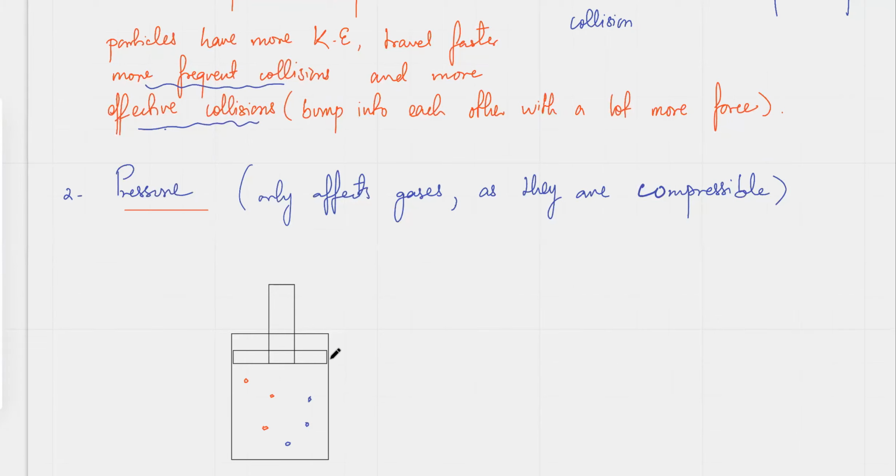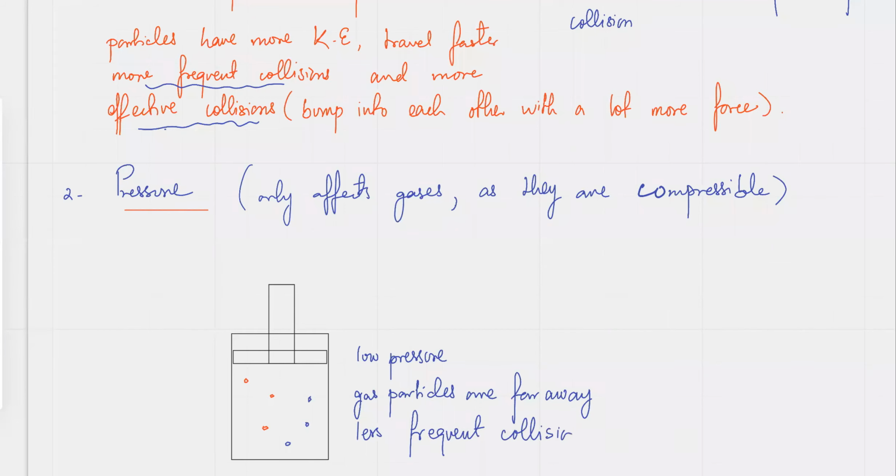Okay, I'm going to start compressing it. Low pressure, gas particles are far away. So they would have to travel a longer distance to meet each other and to collide with each other. So at the moment, the reaction would be slower because they're further away. So you're going to get less frequent collisions. They won't hit each other that frequently. But then let's talk about the high pressure situation.